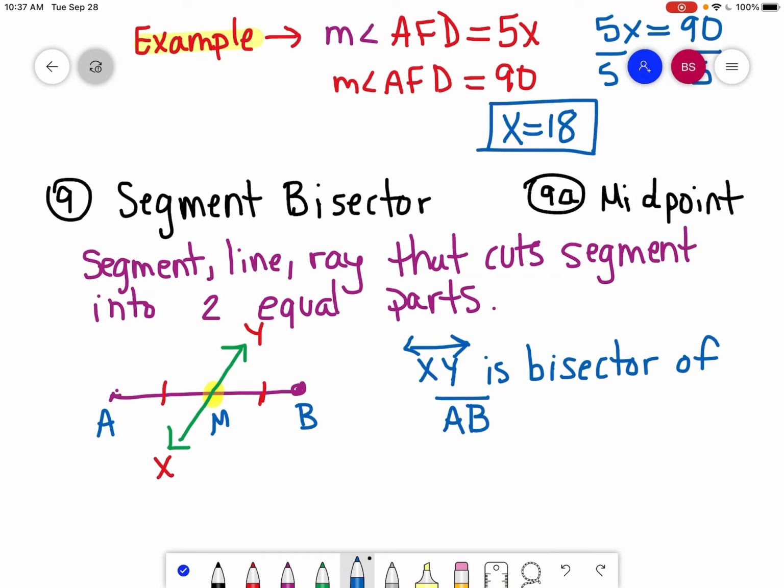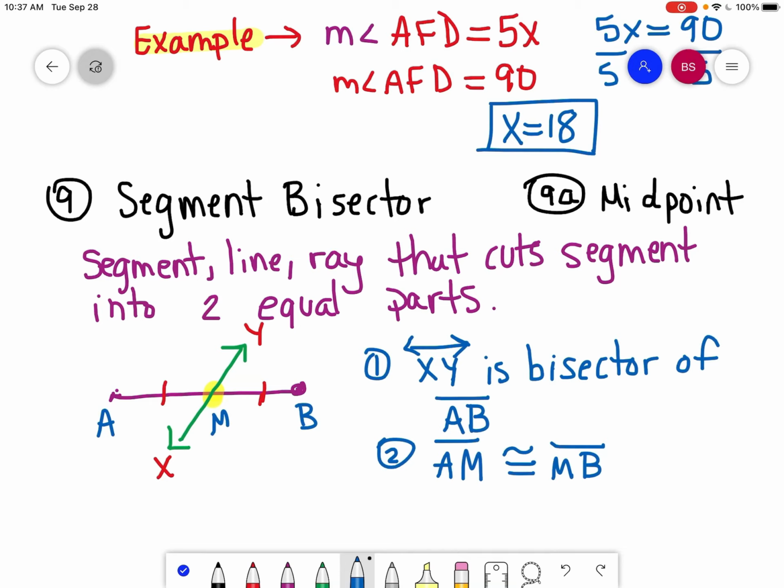So I can actually label this again now. So here's my first label. XY is the bisector of AB. The second thing I can number those, that'll be easier. Number 1, number 2. The second thing I can do is I can say that AM is congruent to MB.